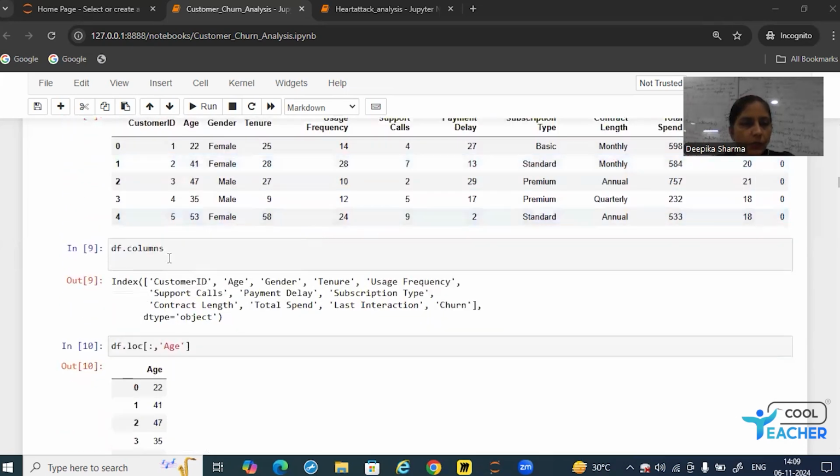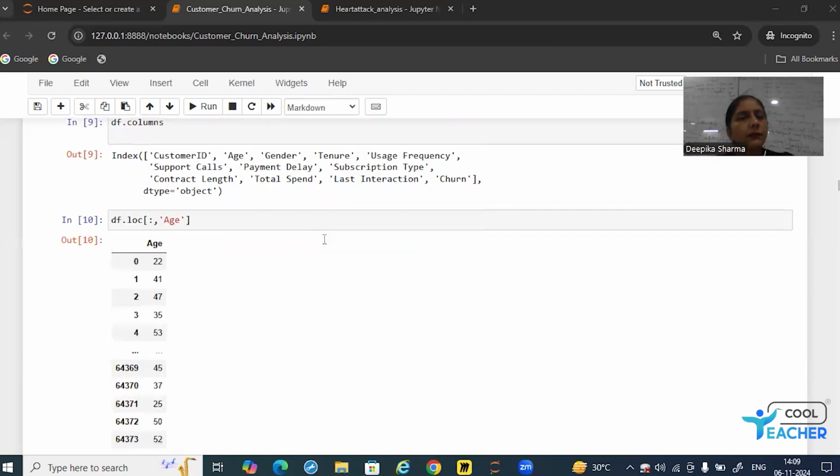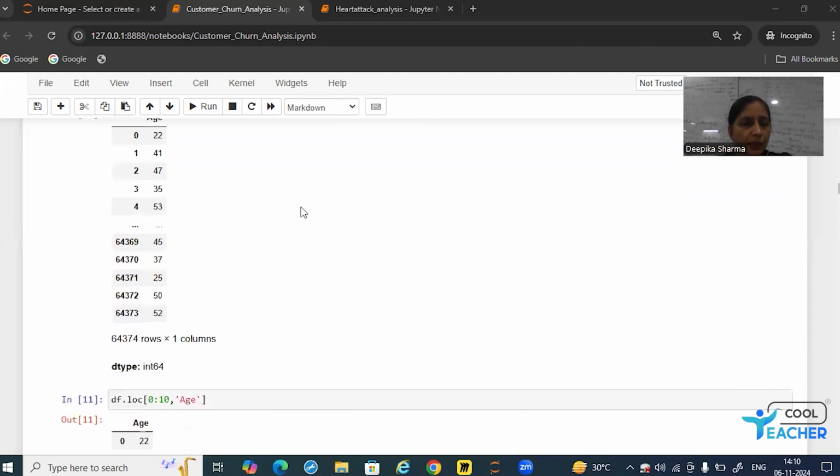Okay, let me check the columns. What are the column names? With the help of df.columns, it displays the various column names or feature names. We are doing more pandas data analysis here, like df.loc. Inside df.loc, we put that we want to show all the rows and the columns. So if I want to see only the age column, it is here.